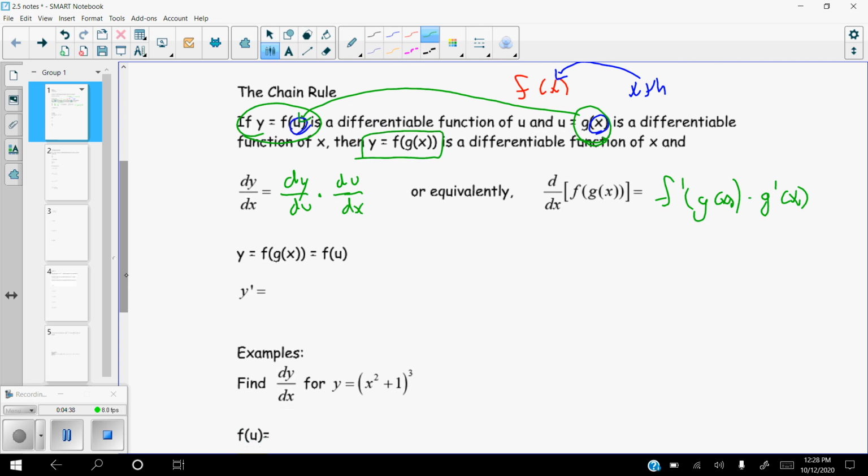So another way you could think about this is that if I take y equals f of g of x, or f of u, then that is the same thing as when g of x is u. So y prime in a different notation would be f prime of u times u prime.